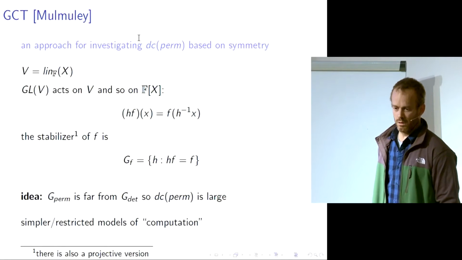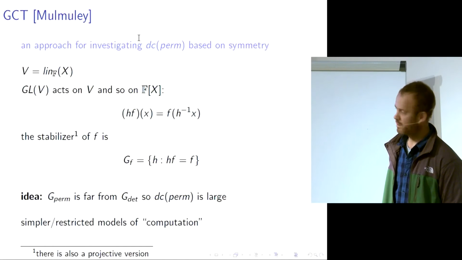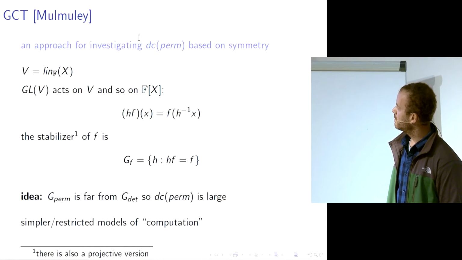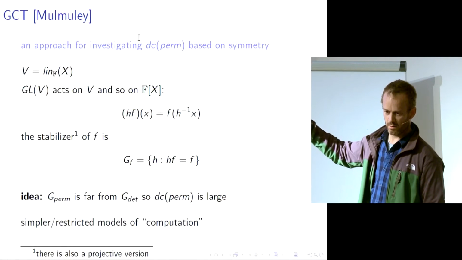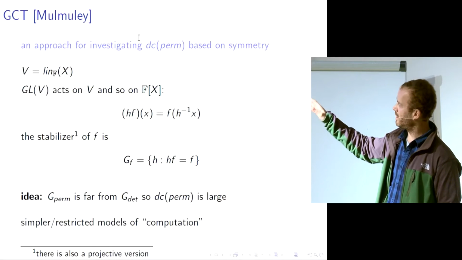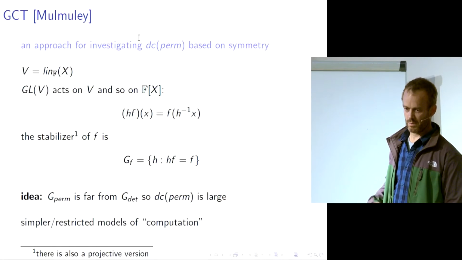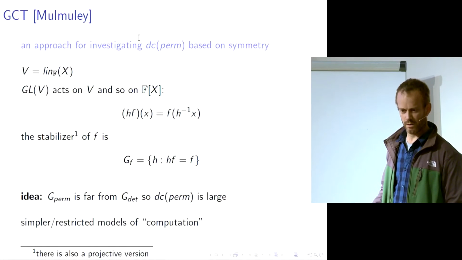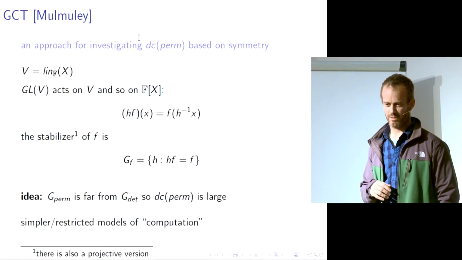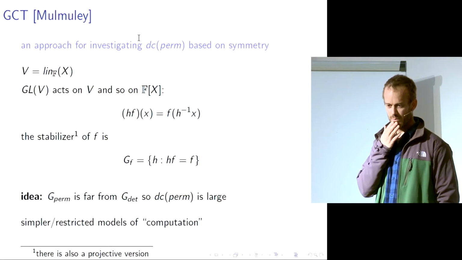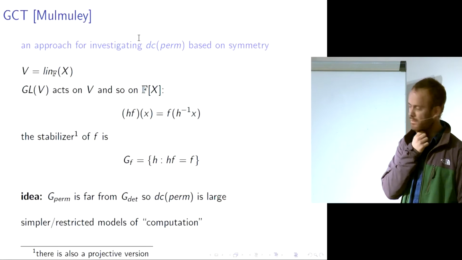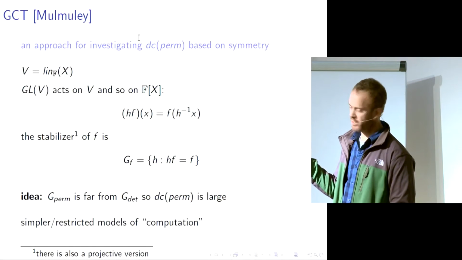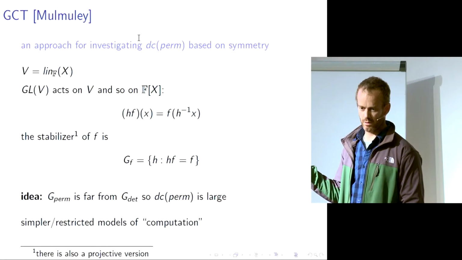G determinant should be a subgroup of G perm. So it depends in which dimensions. I didn't write what the number of variables is, or maybe I did. What is the question? Like you permute the variables, right? You are asking what is G of the permanent, for example?